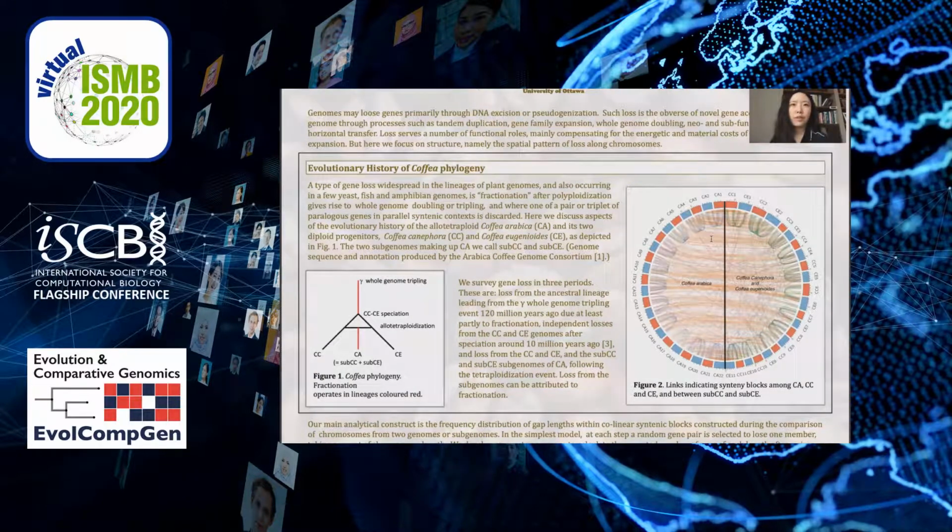We use the data of the allotetraploid coffee arabica and its two diploid progenitors, coffee canephora and coffee eugenioides. Here's the circle graph, where we can see the relationship between the syntenic blocks in the subgenomes of coffee arabica and its partner genomes canephora and eugenioides.